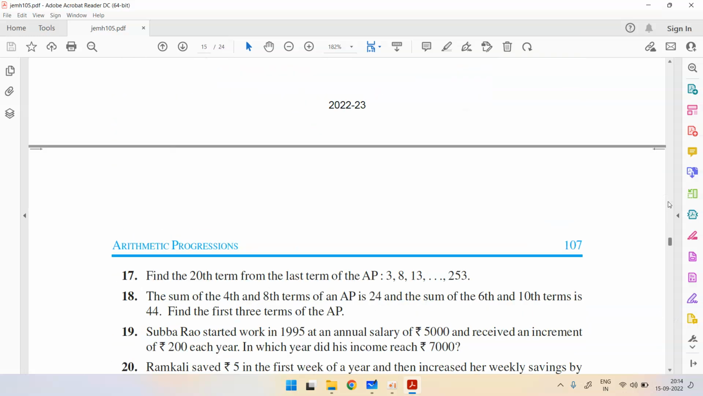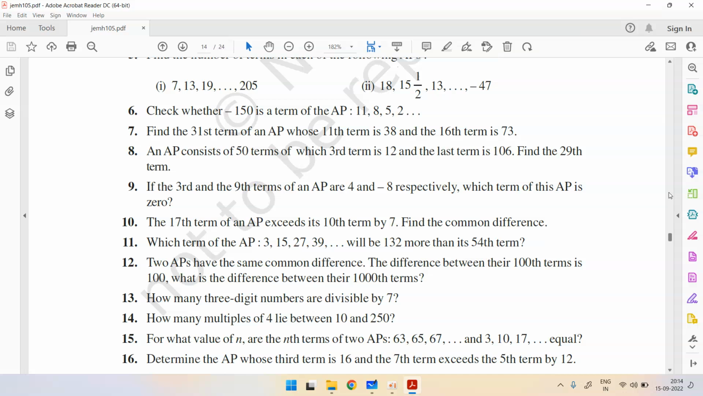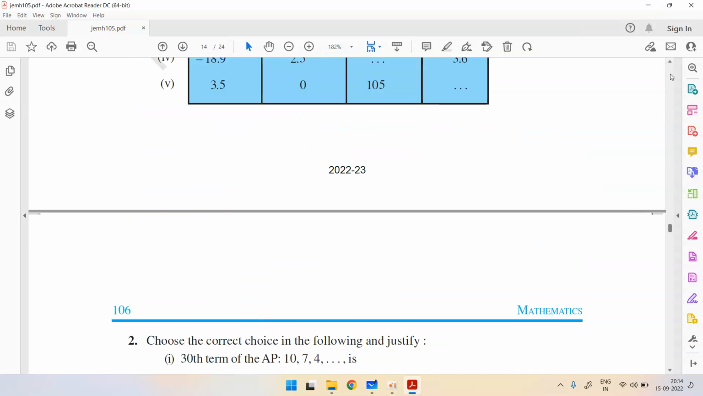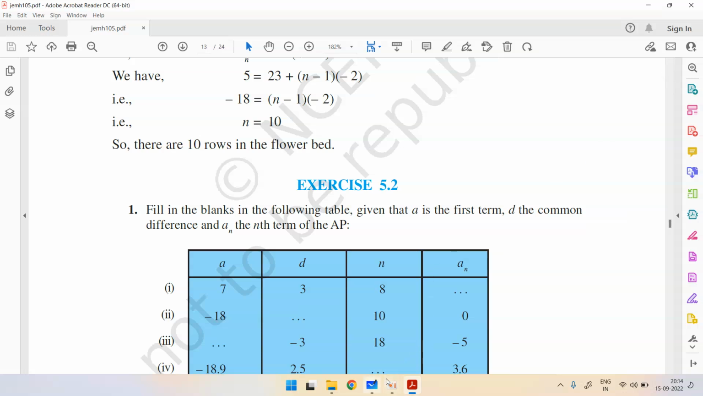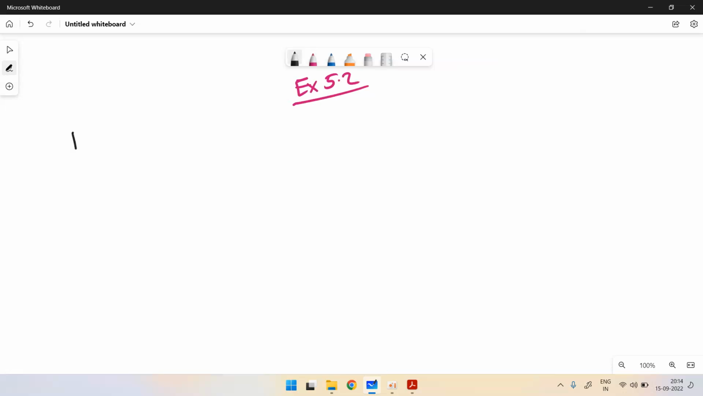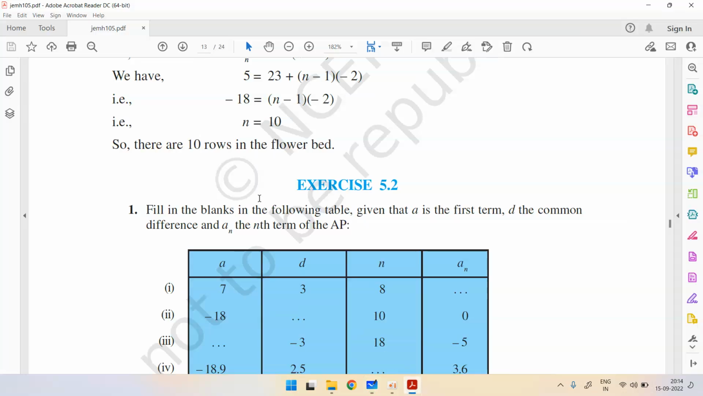Now, there are how many questions? 20 questions. I will try to quickly finish this whole exercise. So, exercise 5.2. Directly going to exercise 5.2. This is my exercise. Question number 1 says: fill in the blanks in the following table. Given that a is the first term, d is the common difference, and a n is the nth term.